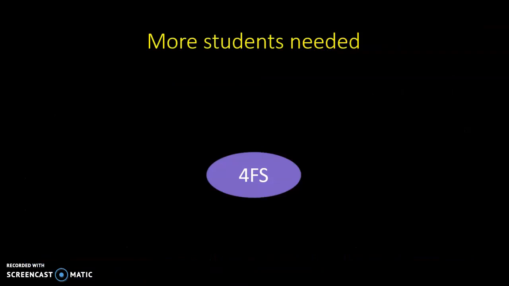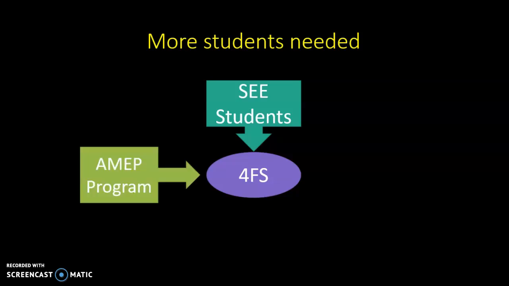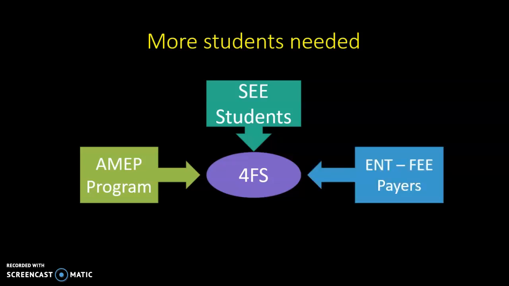So let's get into the problem then. We've got this class 4FS and it gets C students. It often doesn't have enough students. So to try to fix that problem, I encouraged AMEP students to join, and we normally get up to 5, and then we also get some fee-paying students.